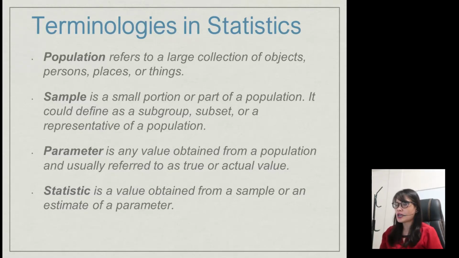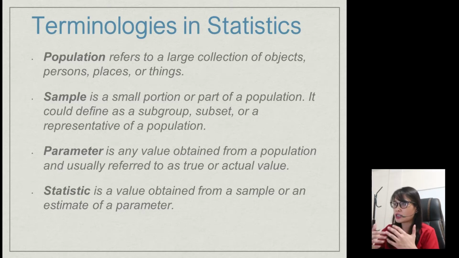So we do have population, which refers to a large collection of objects, persons, places, or things. When we say sample, it's a small portion or a part of a population. It could be defined as a subgroup, subset, or a representative of a population. Parameter is any value obtained from a population and usually referred to as a true or actual value if we're talking about population. A statistic is a value obtained from a sample or an estimate of a parameter.